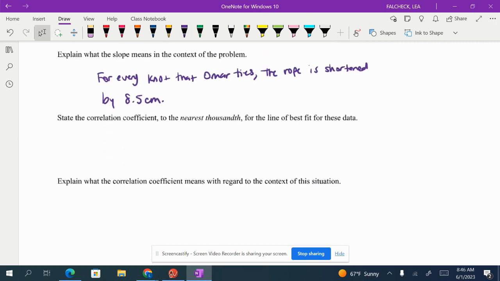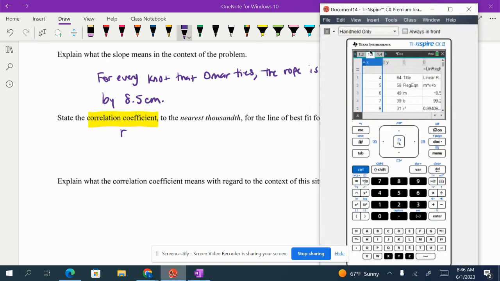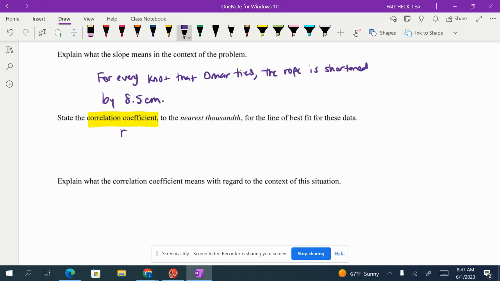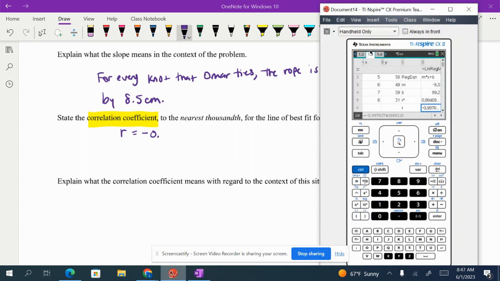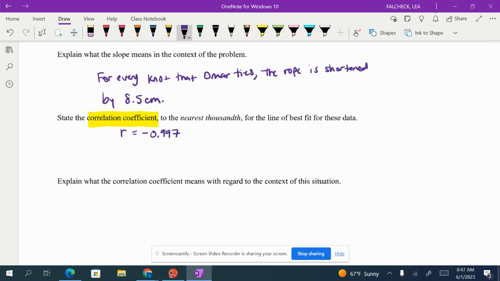State the correlation coefficient to the nearest thousandth. So that means we're going to be looking for R. Let's look on here. And we want R. Remember, we don't want R squared. R right here, negative 0.997. And then I'm supposed to be rounding to the nearest thousandth.